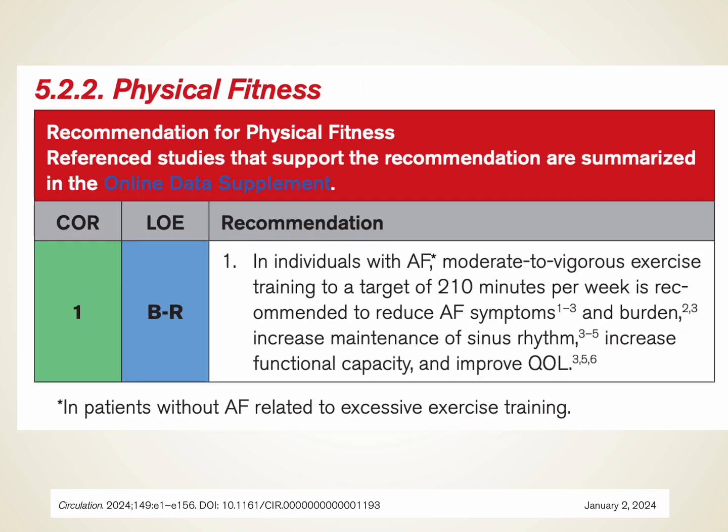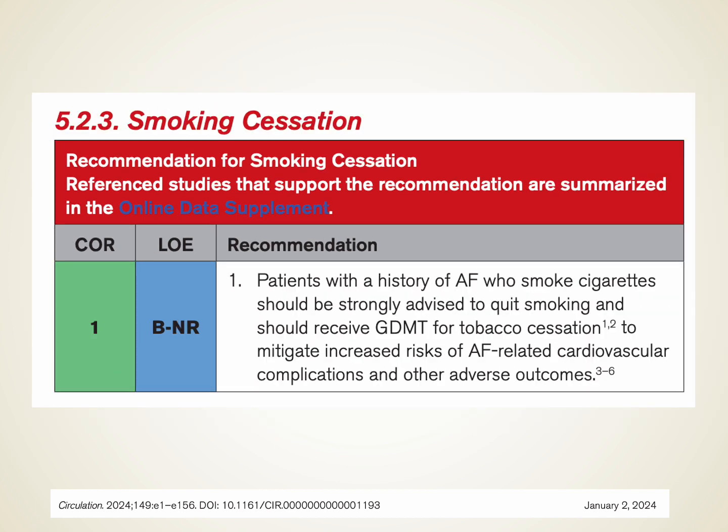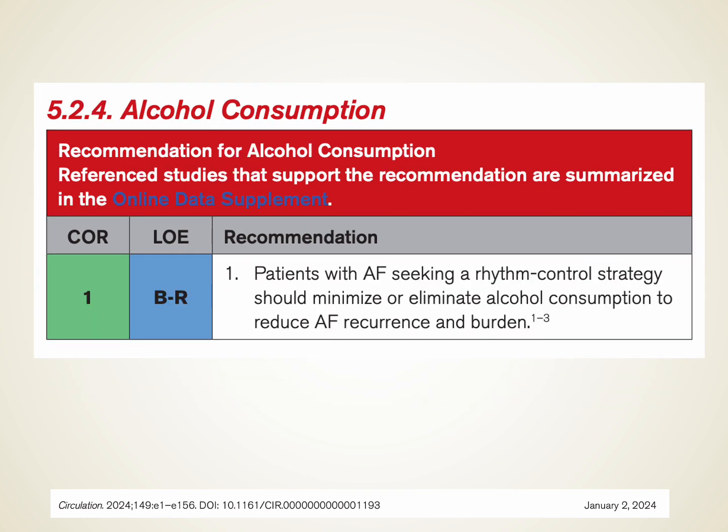Physical fitness is important, so moderate to vigorous exercise with an estimated 210 minutes per week is recommended to reduce symptoms of AFib and burden. That's not something you start right away for folks who are deconditioned, but certainly work your way toward as a goal. Smoking cessation, important in AFib, a very strong recommendation. Reasonable alcohol consumption, also an important consideration.